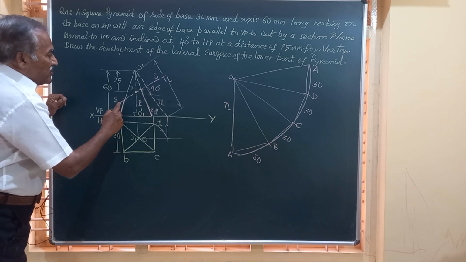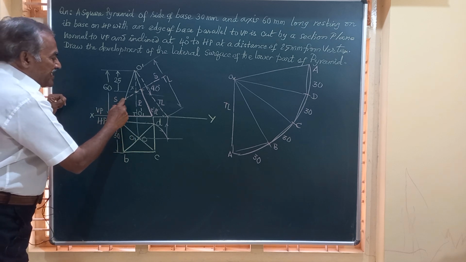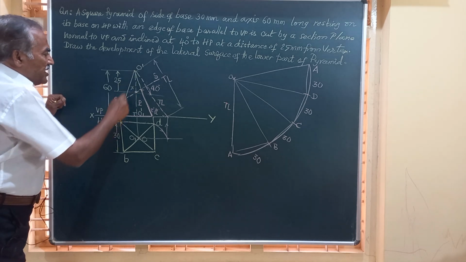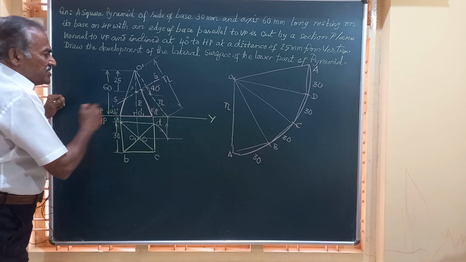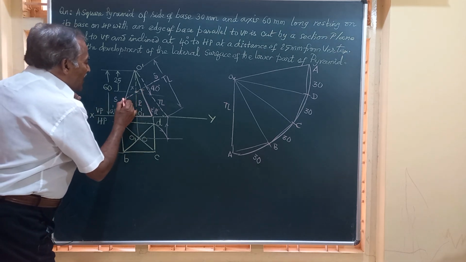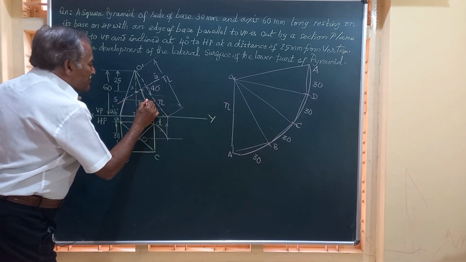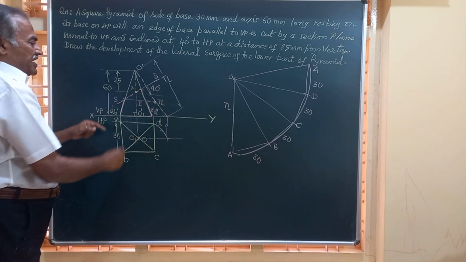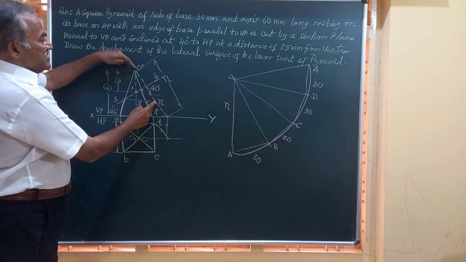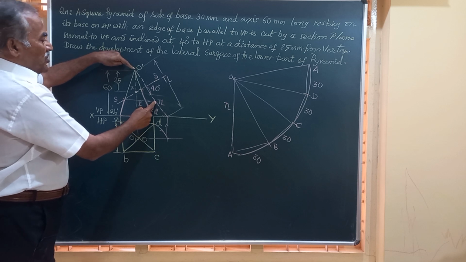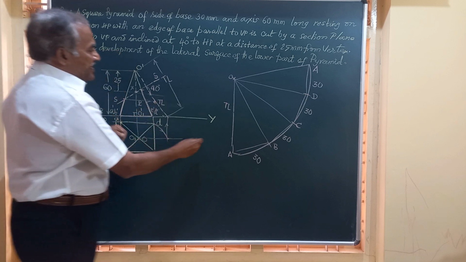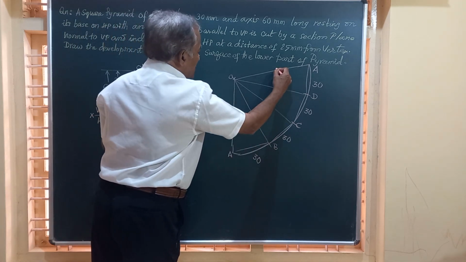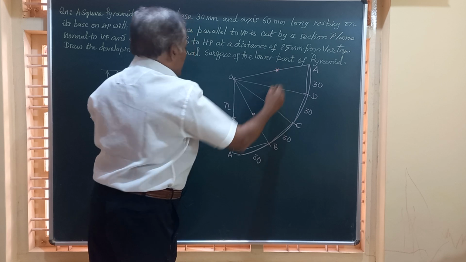Friends, I have to get these 2 points on OA and OB, because the length O dash A dash, O dash B dash is not the true length. So what I do, I draw a horizontal line from there till it meets the true length line point, and mark this distance on OA and OB in the development. So I am going to mark OA, OB and OA in the development.